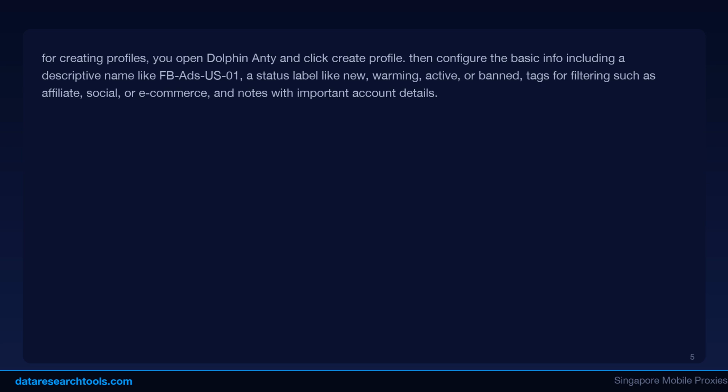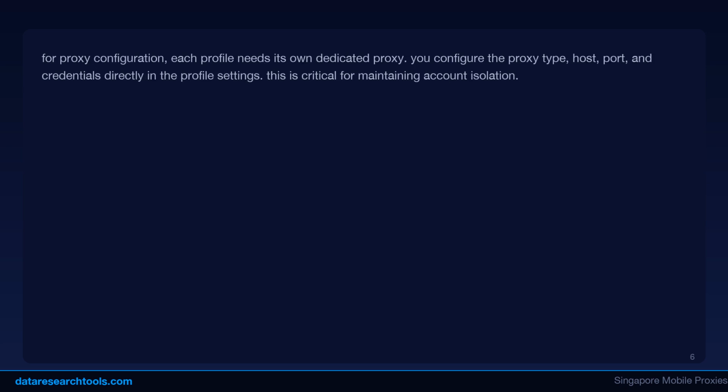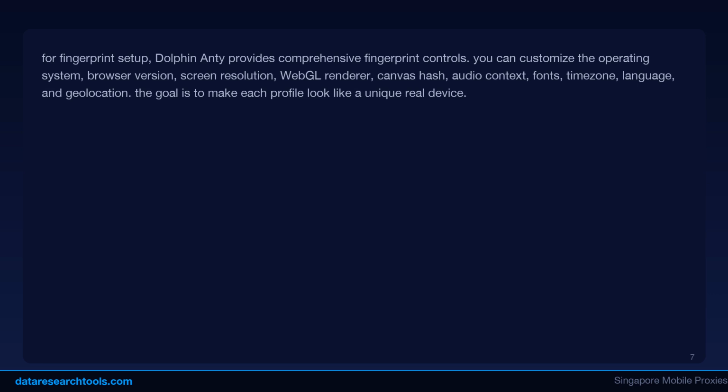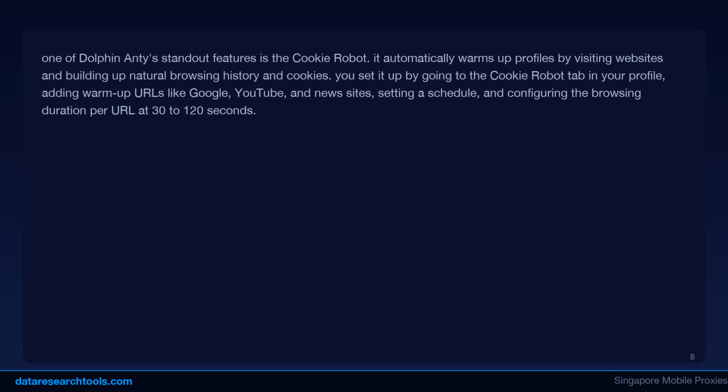For the core features, Dolphin Anty provides browser fingerprint management, where each profile gets a unique combination of canvas hash, WebGL fingerprint, audio context, fonts, screen resolution, time zone, language, and dozens of other parameters. Proxy integration supports HTTP, HTTPS, SOCKS5, and SSH proxies per profile. Cookie management lets you import and export cookies between profiles. Automation support provides API access for programmatic profile creation and management. And there's a free tier that includes 10 profiles for individual users.